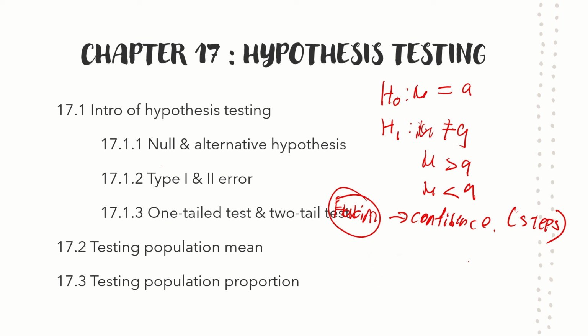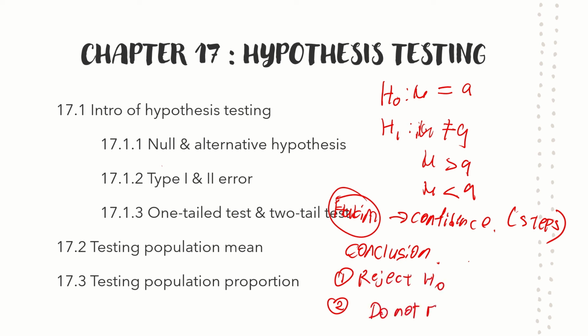Once you have found the confidence, you will get the conclusion. You need to make a conclusion. The conclusion is only one of two. The first conclusion is you reject H0. The second conclusion is you do not reject H0. In the conclusion, you can only write these two. You cannot write any other words, like saying do not reject H0 means that we accept H1. No, we cannot do that. Either reject H0 or do not reject H0.